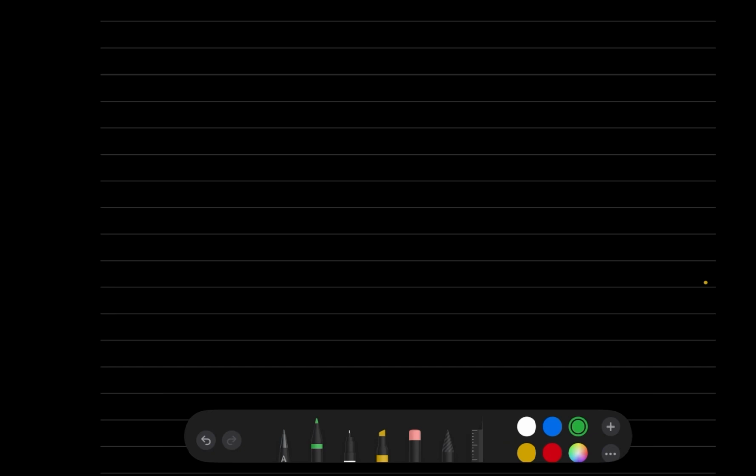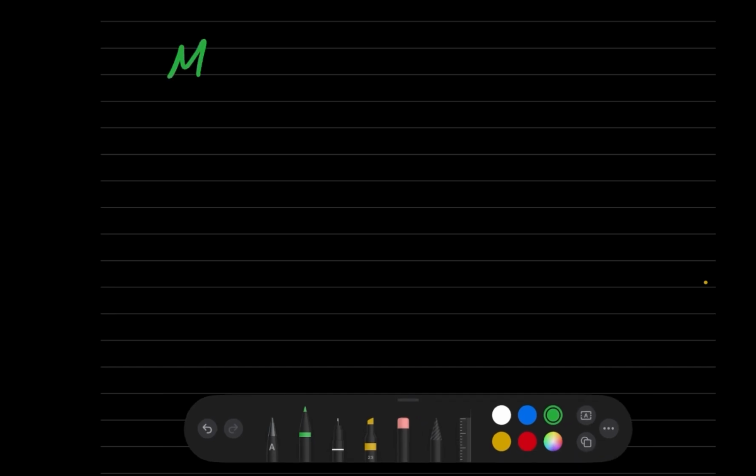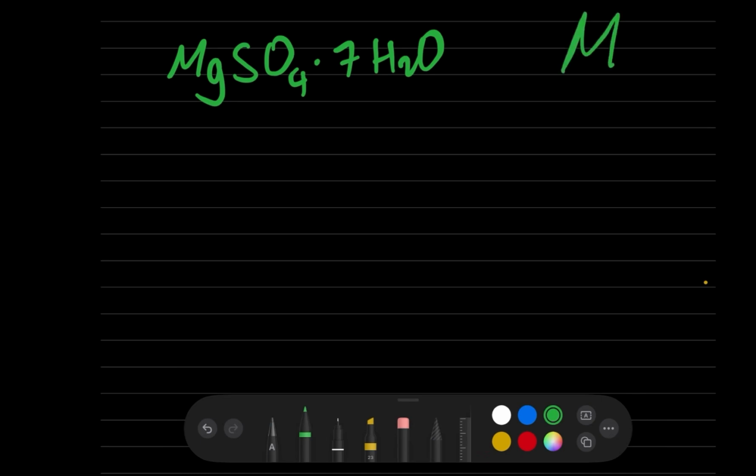Okay, let's take another example. Let's say MgSO4·7H2O. How can I calculate the molar mass? By the way, the molar mass is abbreviated by MR. So, MR represents the molar mass. So, how can I do?